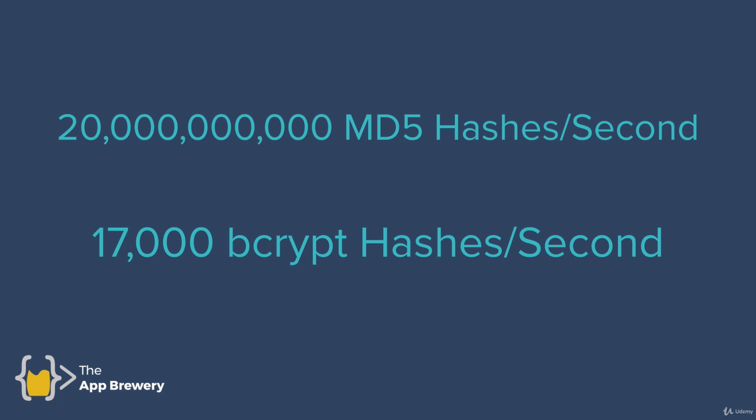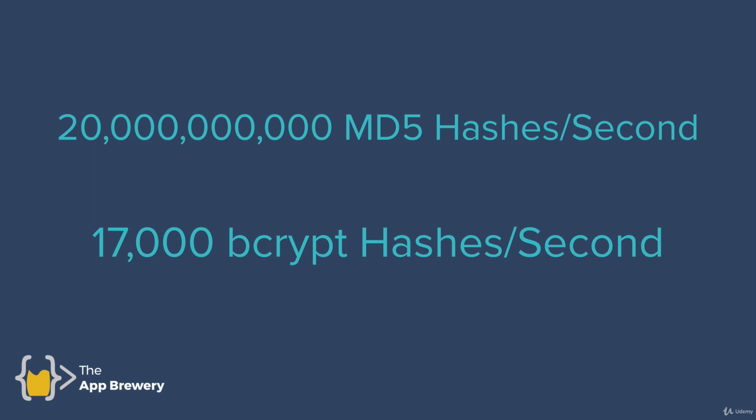And this is where bcrypt comes in. This is one of the industry standard hashing algorithms that developers use to keep their users' passwords safe. Because while you can calculate 20 billion MD5 hashes per second, even the latest and greatest GPUs in 2019 can still calculate only about 17,000 bcrypt hashes per second, which makes it dramatically harder for a hacker to generate those pre-compiled hash tables.